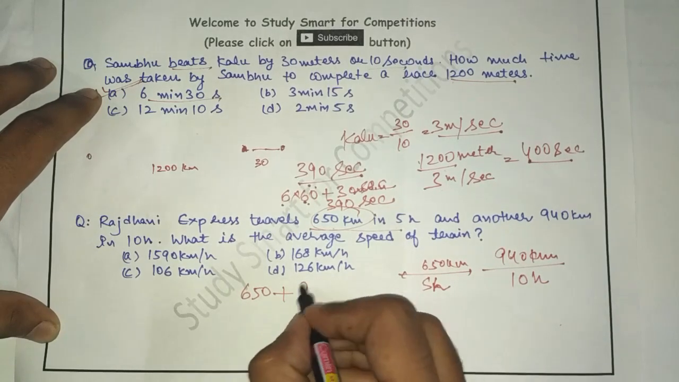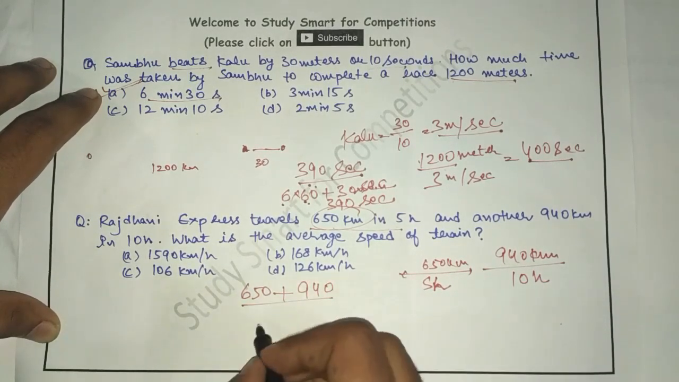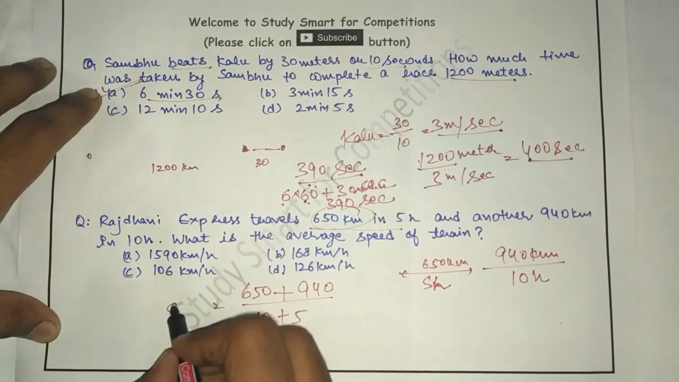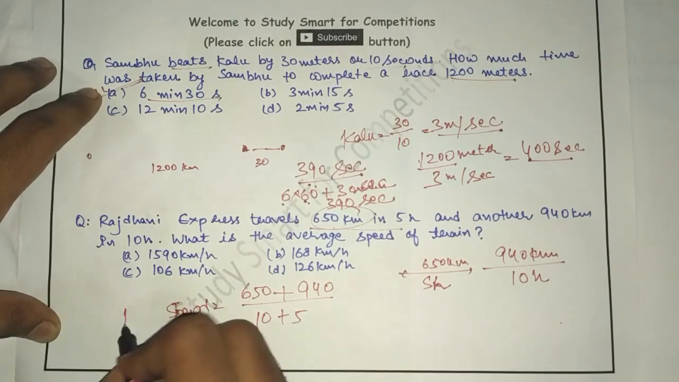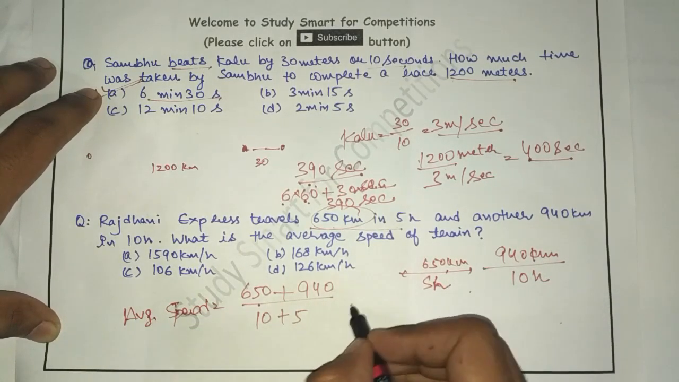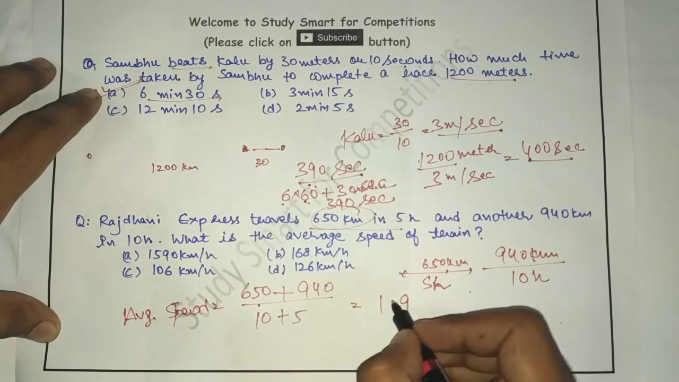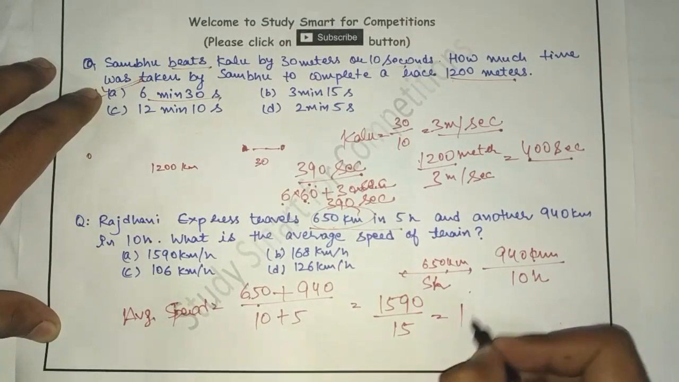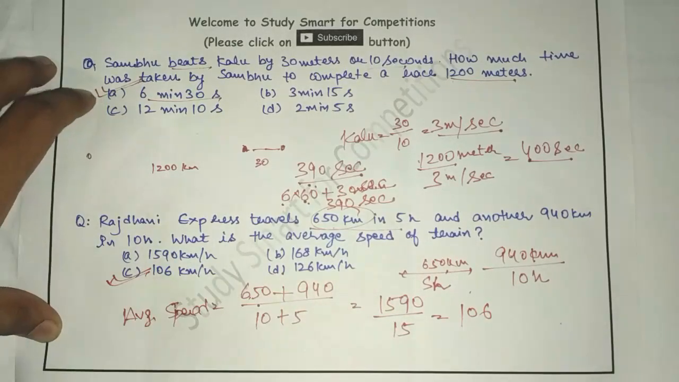Now 650 plus 940 over total time, 10 plus 5. Total distance over total time. The formula you will use for finding average speed would be total distance over total time. That comes out to be 1590 over 15. That comes out to be 106 kilometers per hour.